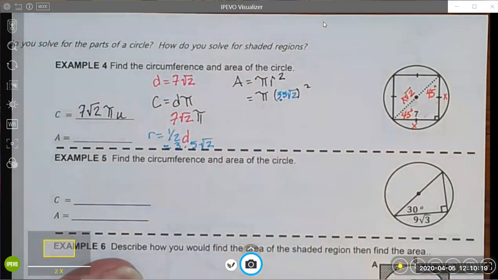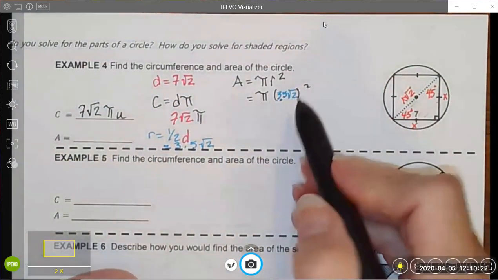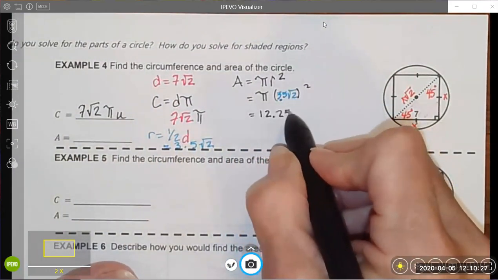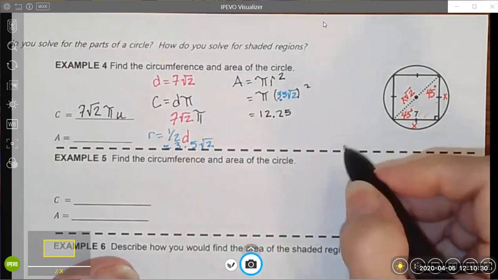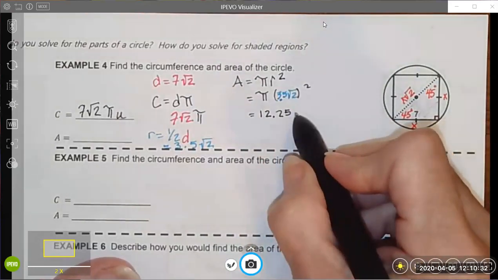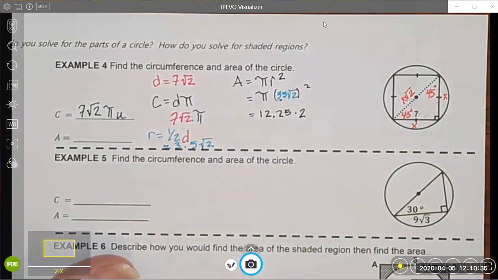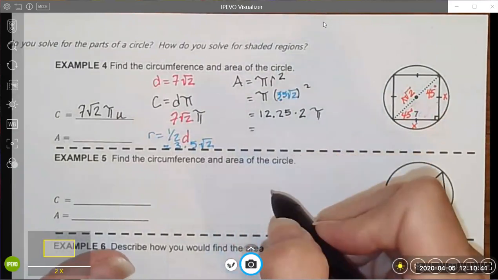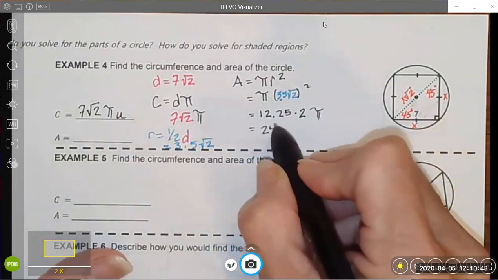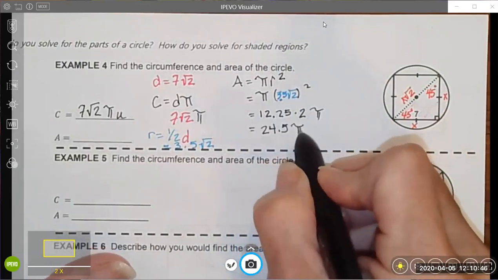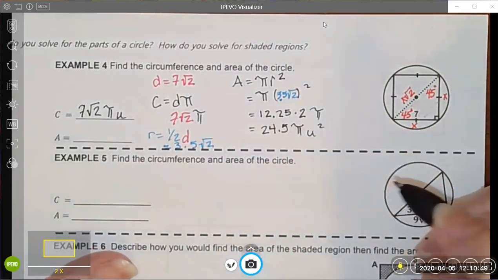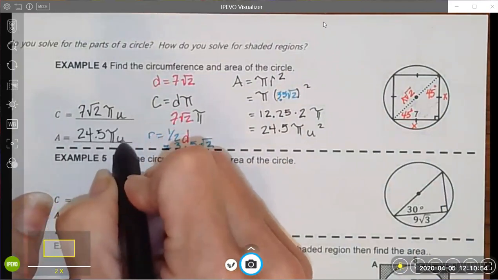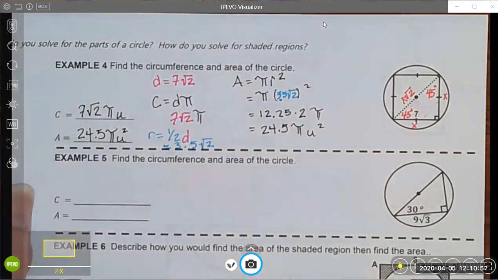And then I'm going to simplify this expression, remembering that I square my whole number. 12.25 is what I get when I square 3.5. And I have to also remember to square this radical, which gives me the whole number 2. When I simplify this, I end up with 24.5 pi units squared. That is my area. And I'm going to remember to label the units for it.